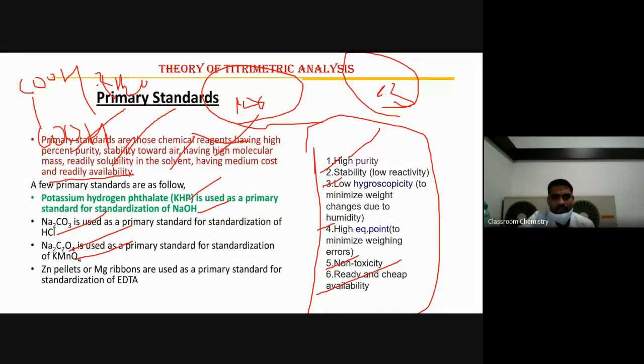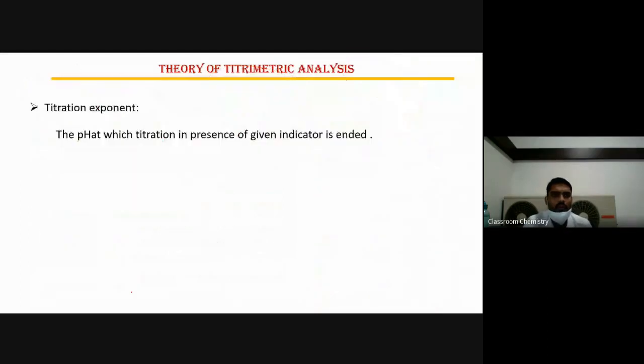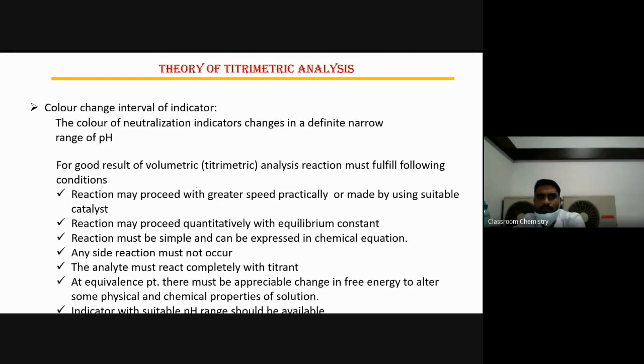Potassium permanganate, zinc pellets or magnesium ribbons are also used as a primary standard for standardization of ethylene diamine tetraacetic acid. These are some materials regarding primary standard. Try to make note on primary standard. It is very important. Titration exponent: the pH at which titration in the presence of a given indicator is ended is called the titration exponent.